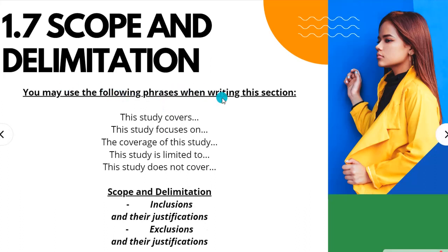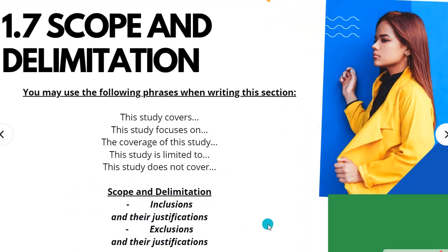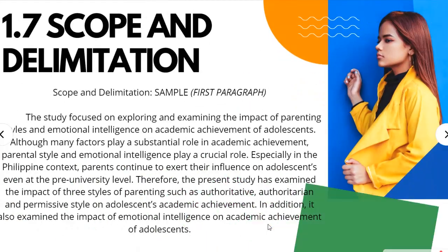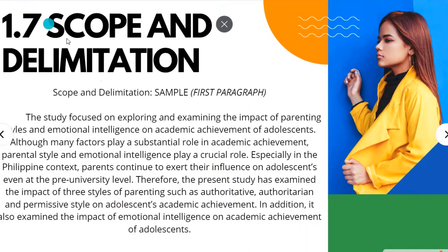You may use the following phrases when writing this section. So, this study covers, this study focuses on, coverage of study. So, pwede pud mo gamiton. And scope and delimitation. So, say mga inclusions and justification nimo. Unsay i-exclude and justify that. Oh, yes. Scope and delimitation.